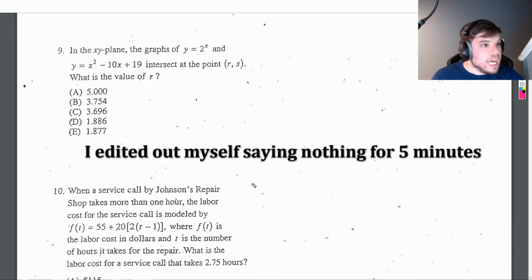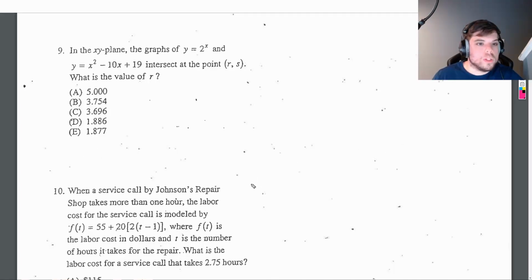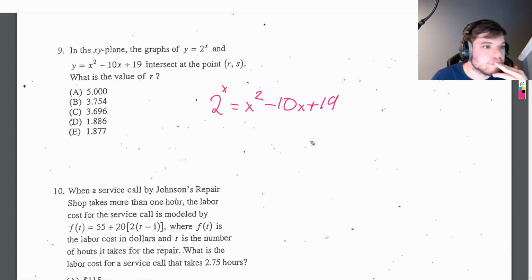Well, I did anyway. In the xy plane, the graphs of y equals 2 to the x and y equals x squared minus 7x plus 19 intersect at the point (R, S). What is the value of R? Points where they intersect are going to be points where the two graphs are equal to one another. So we're looking at 2 to the x equals x squared minus 10x plus 19.